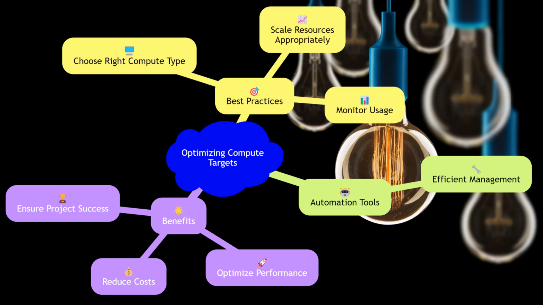To make the most of compute targets, follow best practices such as choosing the right type of compute for your workload, scaling resources appropriately, and monitoring usage. Additionally, consider using automation tools to manage compute targets efficiently. By adhering to these practices, you can optimize performance, reduce costs, and ensure the success of your machine learning projects.